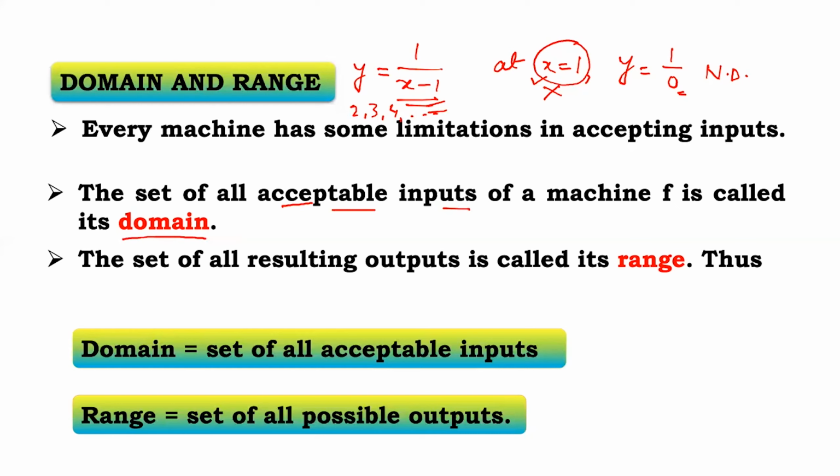So we can say the function y = 1 by x minus 1 is defined for all the values except 1, right? What is the range? All the resulting outputs, right? If you are putting 2, you are getting y = 1 by 2 minus 1, which is 1. If we are putting 3, then 3 minus 1 is 2, then 4, 5, and so on. So these all are called the range of the function. This means domain is the set of all acceptable values, and range is the set of all possible outputs from there, right?